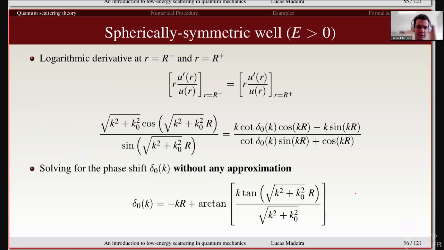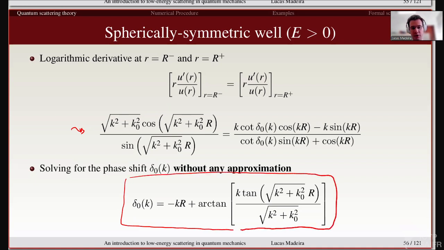If I do that, it's a little bit of math here. I'm showing it over here. And then I can solve for the phase shift. And then I get this expression here without any approximations, meaning this is exact for the spherical well, attractive well. This is the phase shift in terms of the potential parameters and also the momentum K. So you have K here, and R is the range of the potential. And inside this K naught here, remember, we have the other parameter of the potential, which is the depth.